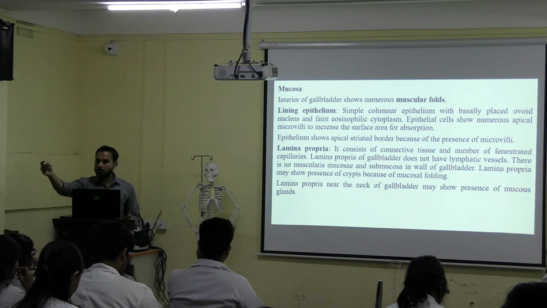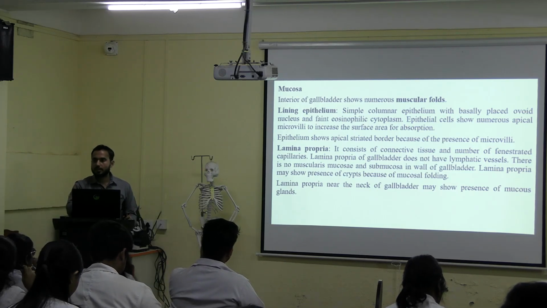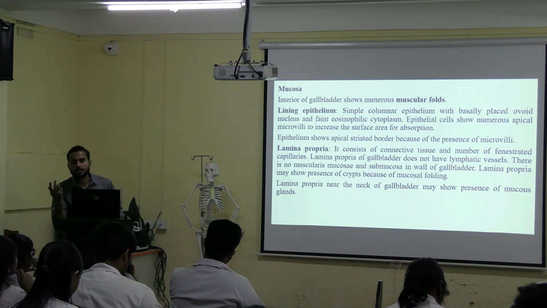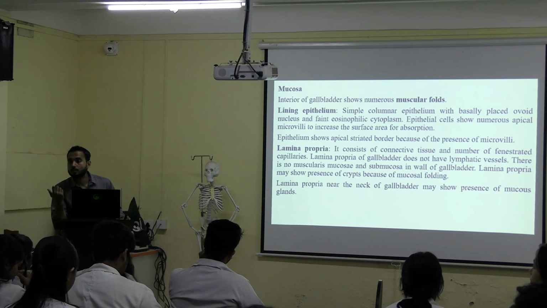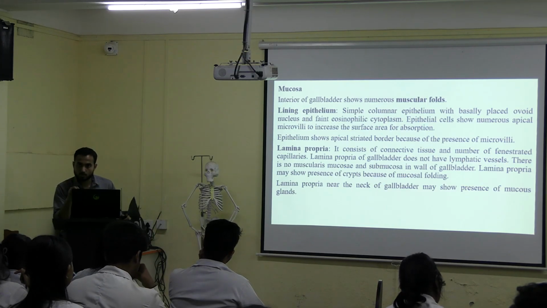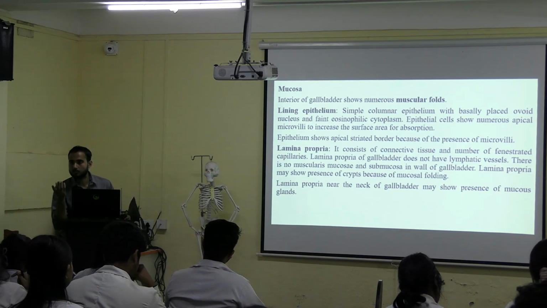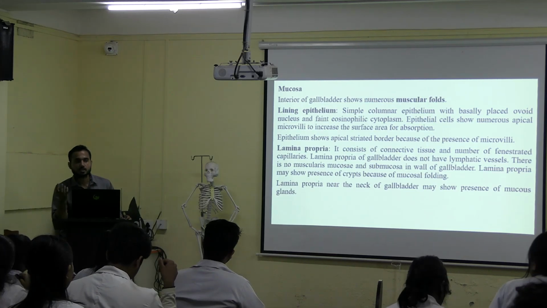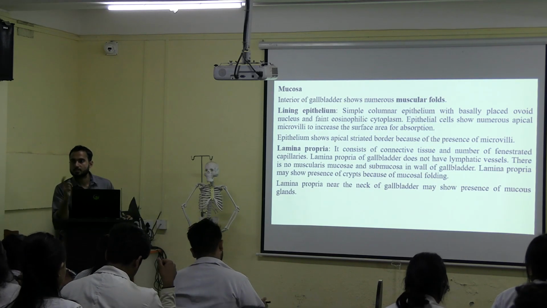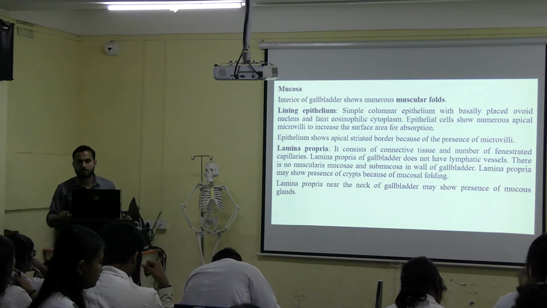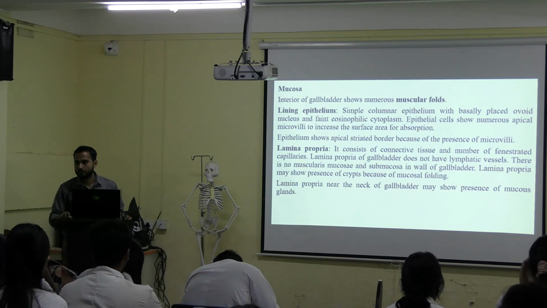Now what is the main function of these microvilli? As I said, absorption is taking place. So what is the function of the gallbladder? Temporary storage of bile, not permanent. Whenever the bile is stored, it has a high water content. So when it is stored inside the gallbladder, it concentrates the bile. How does it concentrate? It absorbs the extra amount of water present in the bile. Like this the concentration of the bile takes place. That's why absorption is required.